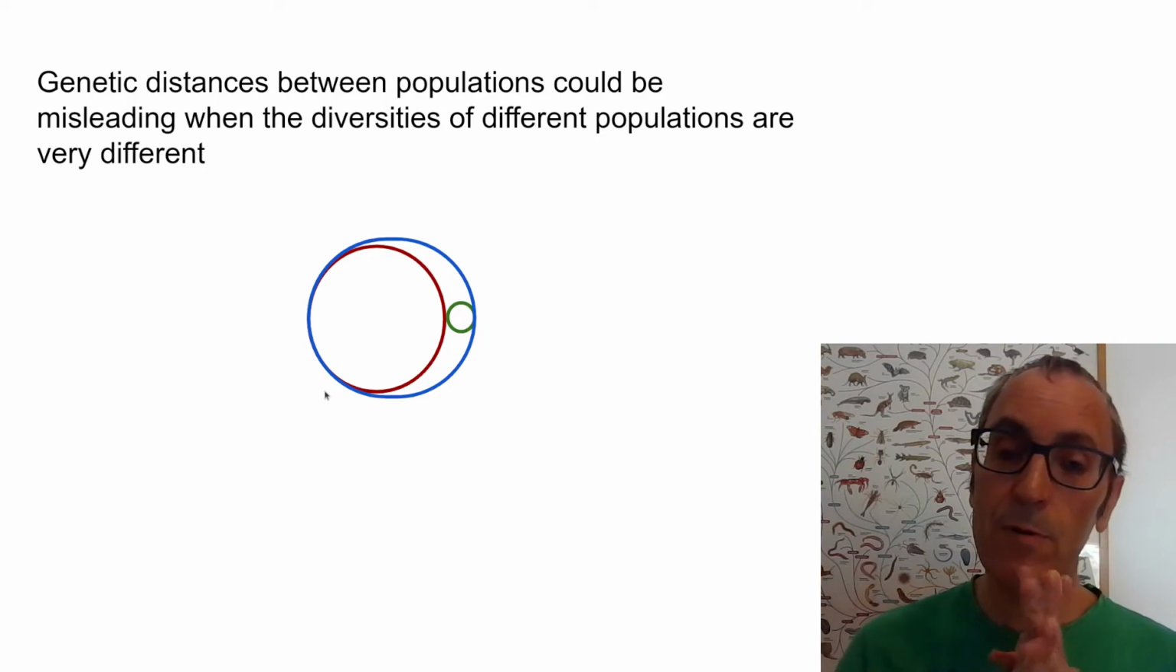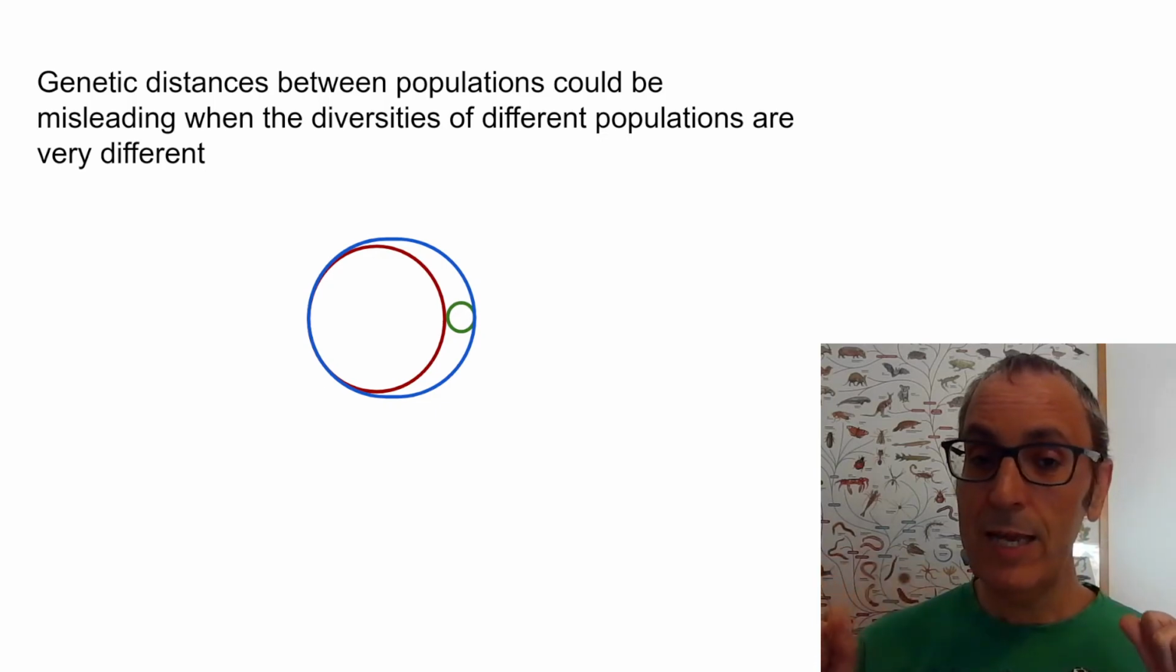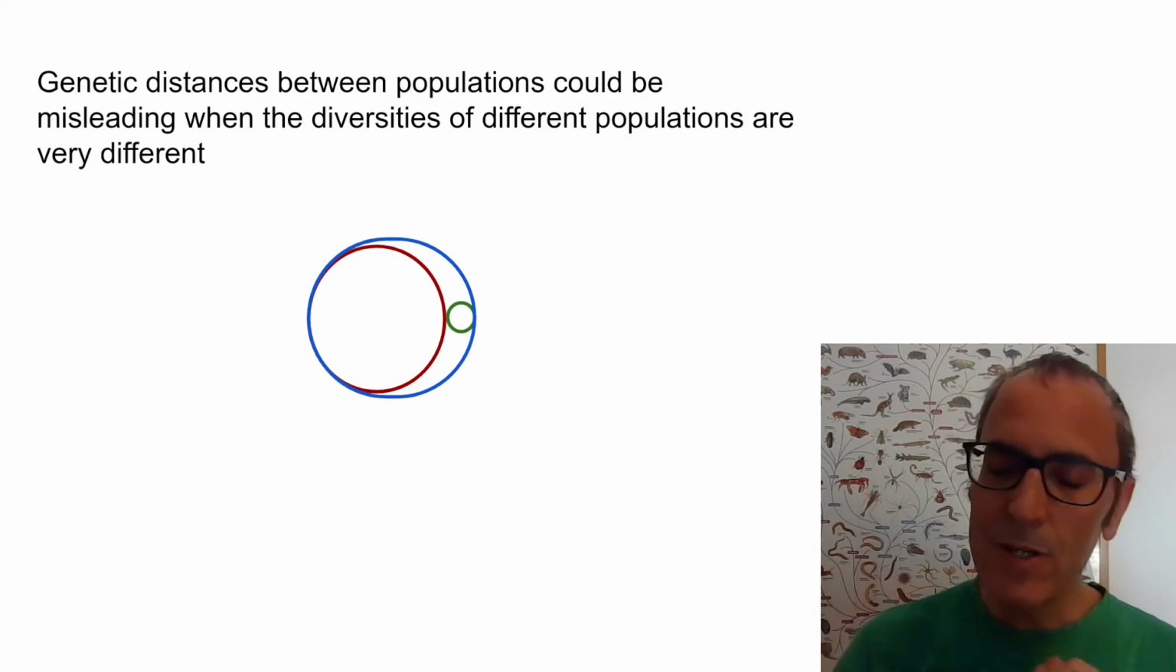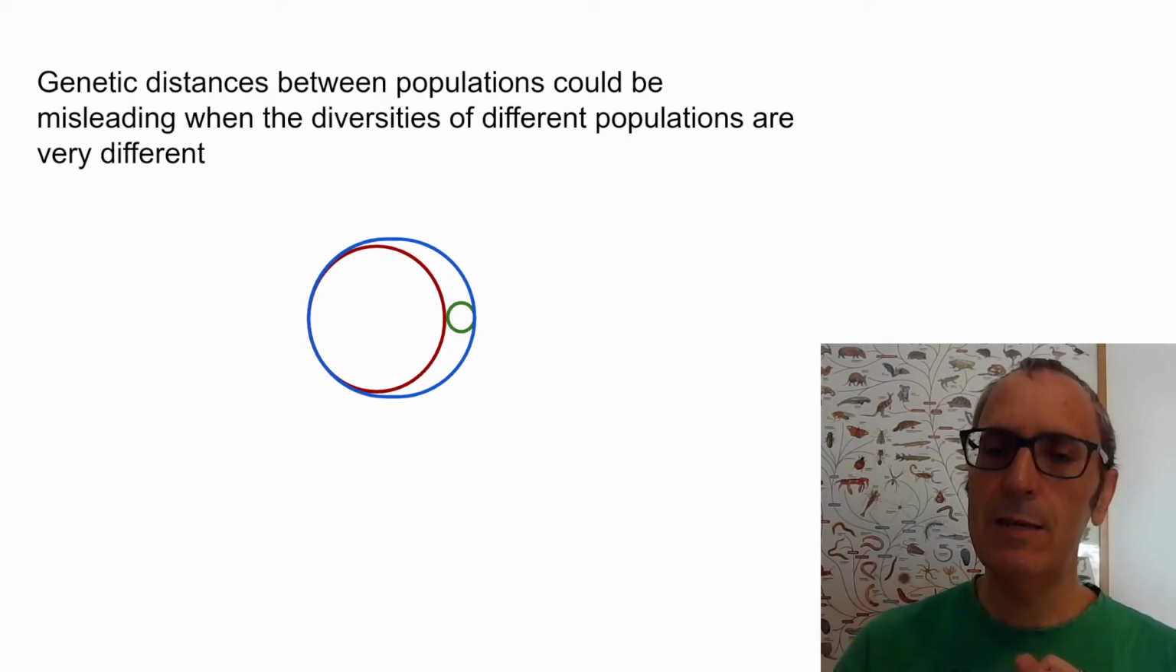And you have a problem. If the diversities of the populations are very different, then these measures will be quite misleading, okay? In this case, these two populations do not share any diversity, but FST would be low.